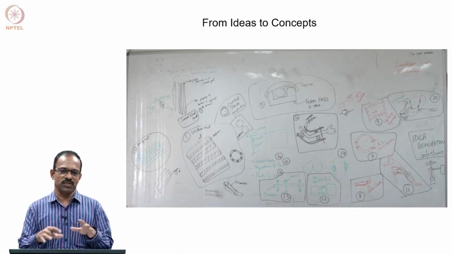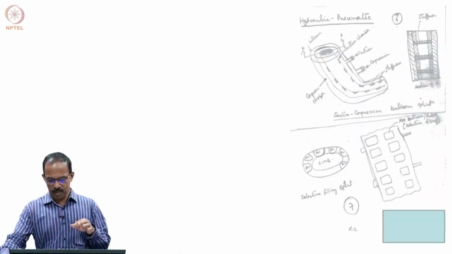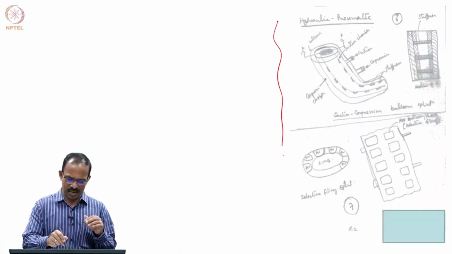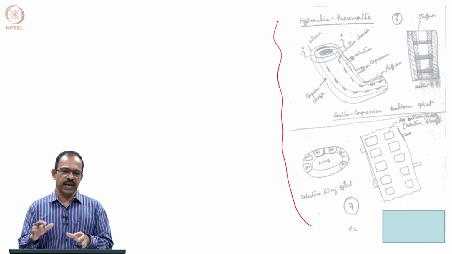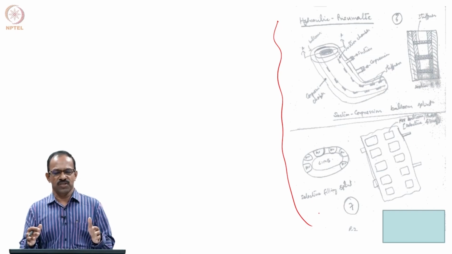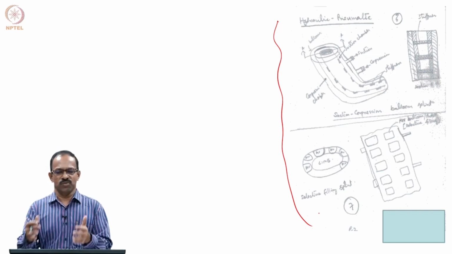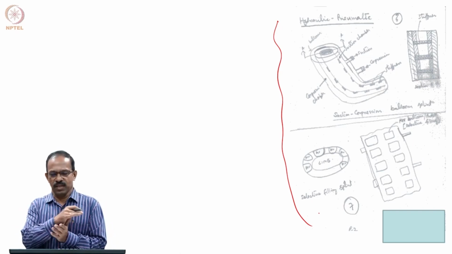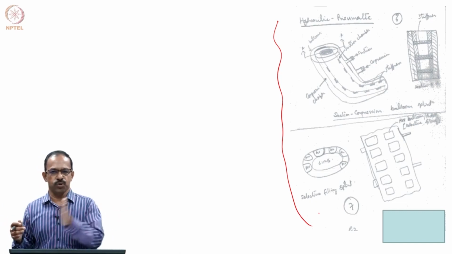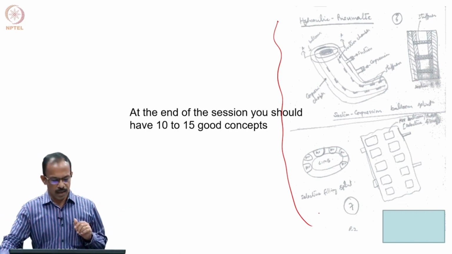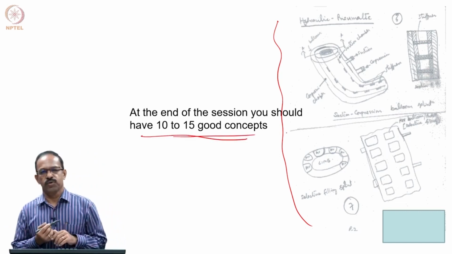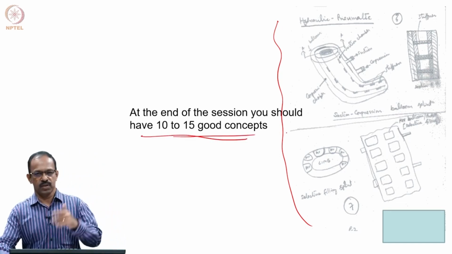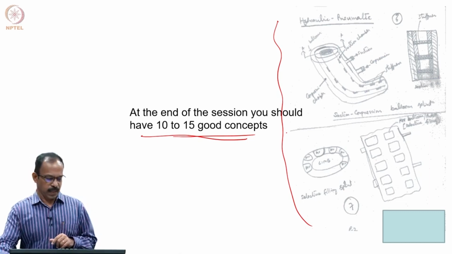So you can do this as a group, and then you will be getting many sketches like this. Okay, these are some examples. You can actually have many concepts like this, and at the end of all the sessions you should have 10 to 15 concepts to solve the problem. So, that is the way it progresses from ideas to concepts. Okay. So, at the end of the session you should have at least 10 to 15 good concepts to solve the given problem.